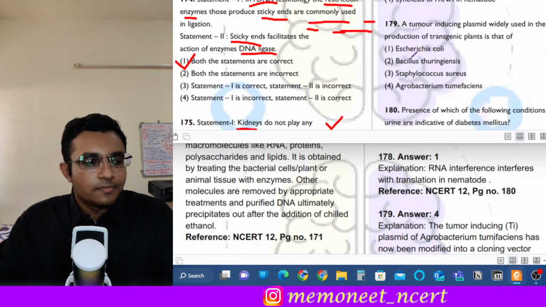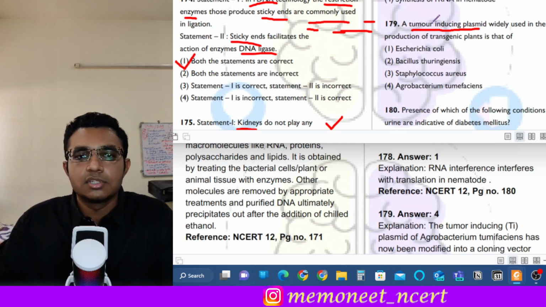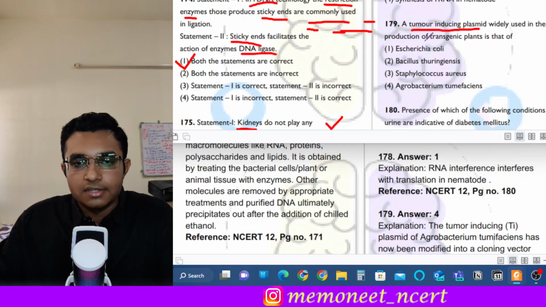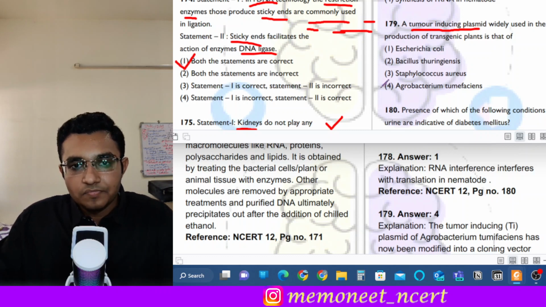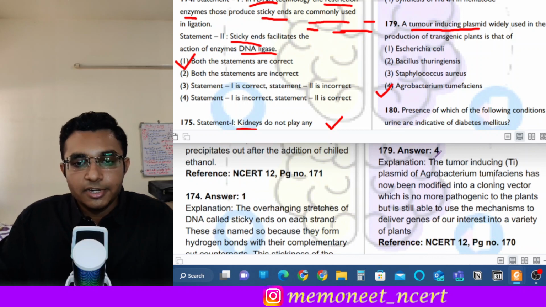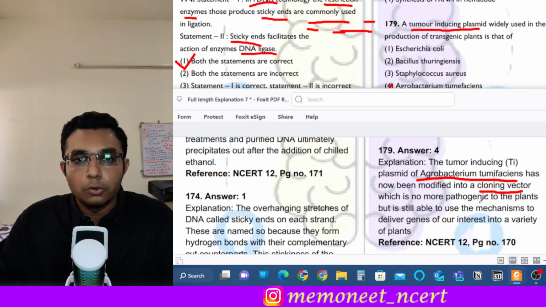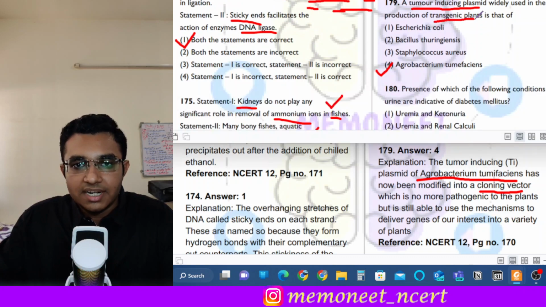The next question is on the tumor inducing plasmid. Okay, now what is the short form of tumor inducing plasmid? The TI plasmid, widely used in the production of transgenic plants, is of which of the following organisms? So this TI plasmid belongs to which organism? It belongs to Agrobacterium tumefaciens, and it is being used as a cloning vector, so that we can produce the transgenic plants.